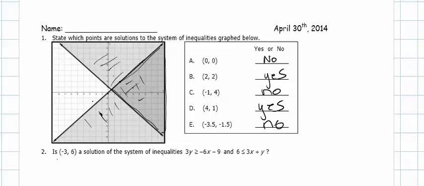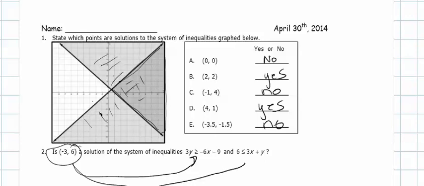Okay, the other thing we need to understand how to do is to find out whether a point is a solution to a system of inequalities. Well, what does that mean? That means it has to make both inequalities true, so this one and this one. So let's test it out. The point (-3, 6), test (-3, 6).